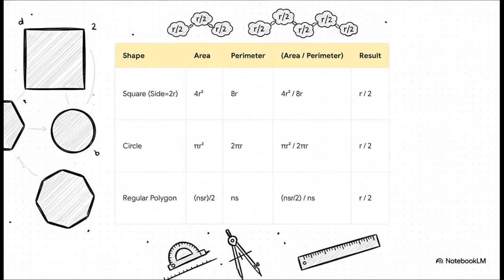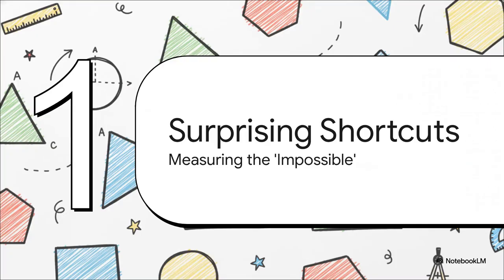You can imagine any of these shapes being made up of a bunch of tiny little triangles, with the inradius R as their height. This formula is basically just averaging out the area of all those little triangles. It's just an incredibly elegant piece of math. Okay, so we have this amazing universal formula.